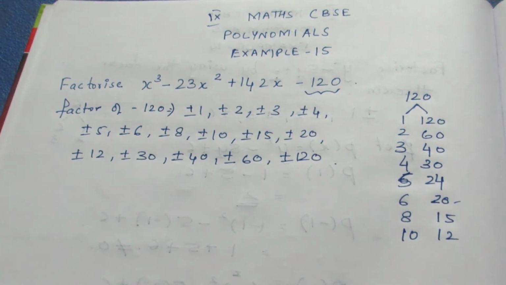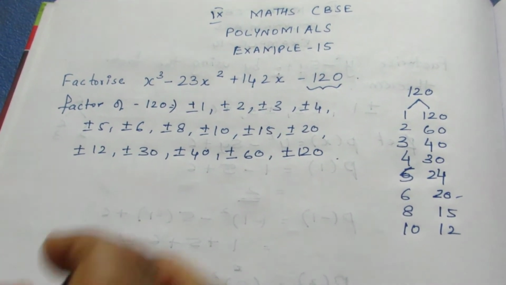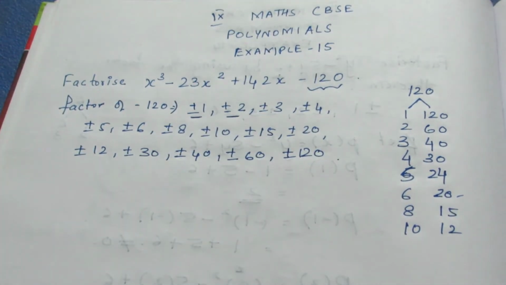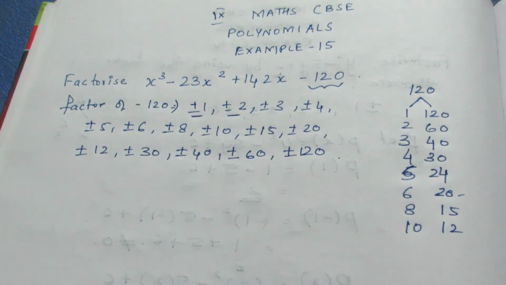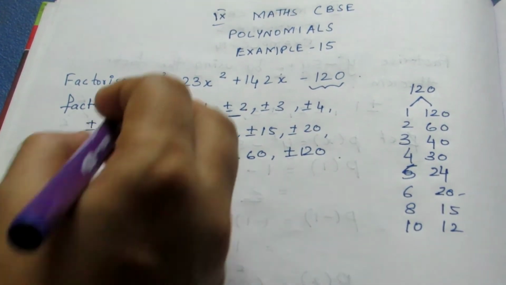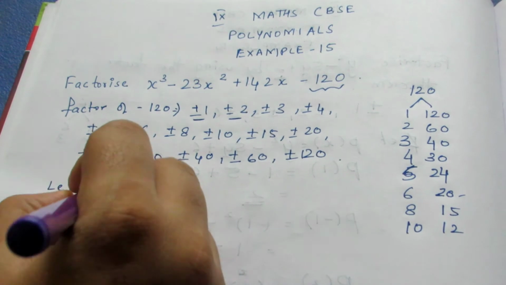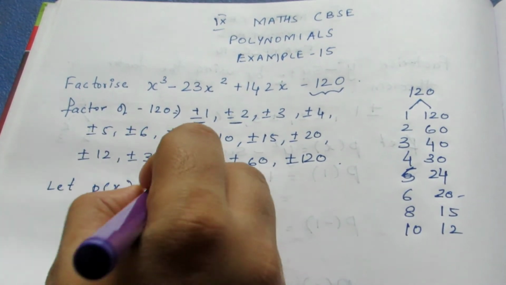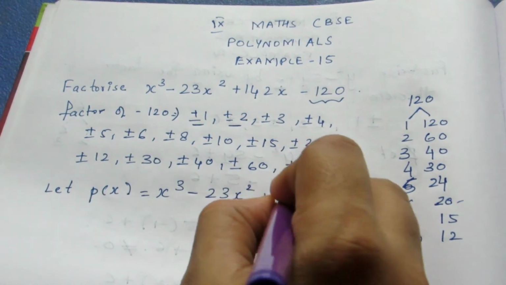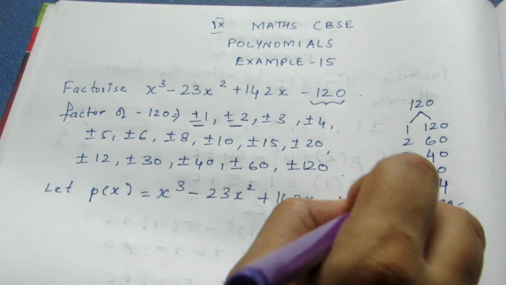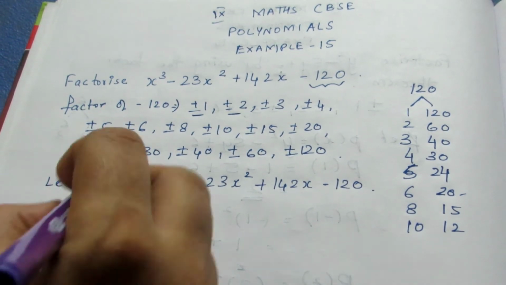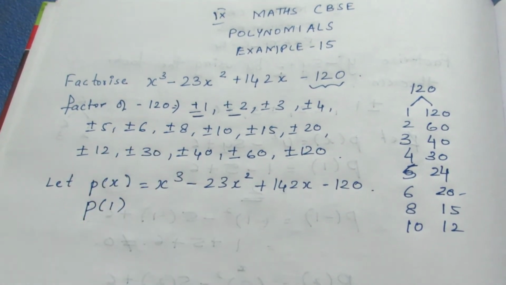We can't try all the numbers. Always take the first one, or the second one, or the third one. You will get the value in the first three trials. So take plus or minus 1 first. Now let p of x be the given polynomial, that is x cube minus 23x square plus 142x minus 120. I am going to take plus 1 instead of x first.